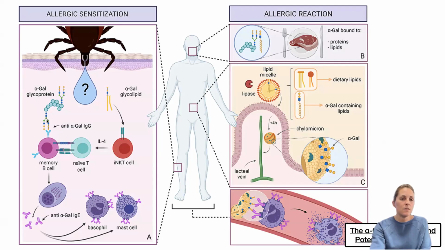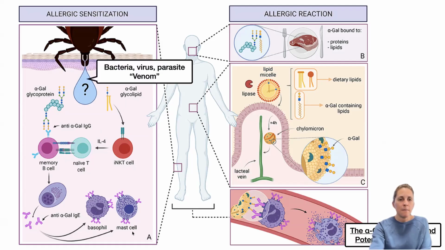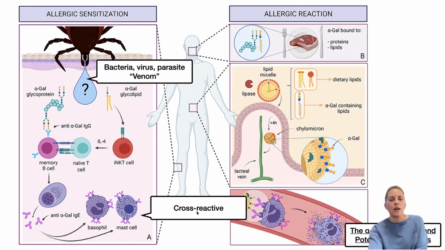alpha-gal glycoprotein, so this is a protein that has sugar molecules on it, and alpha-gal glycolipid, so this is a lipid, a fat that has sugars on it, both have these different pathways that end up resulting in this cross reactivity.